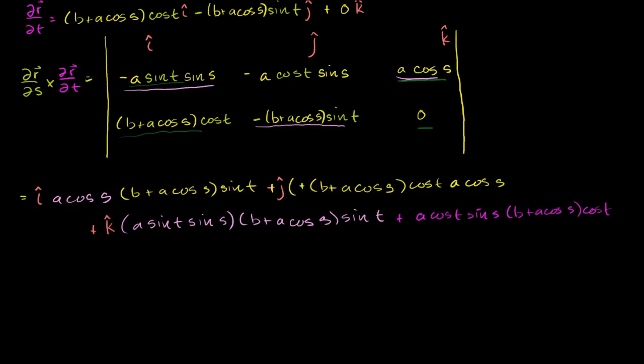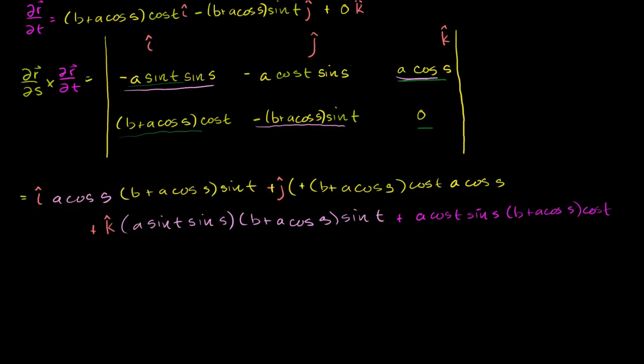Now you see why you don't see many examples of surface integrals being done. Well, let's see if we can clean this up a little bit, especially this last term. So let's see what we can do to simplify it. The easiest first step would be to factor out the b plus a cosine of s, because that's in every term. So let's just factor that out.